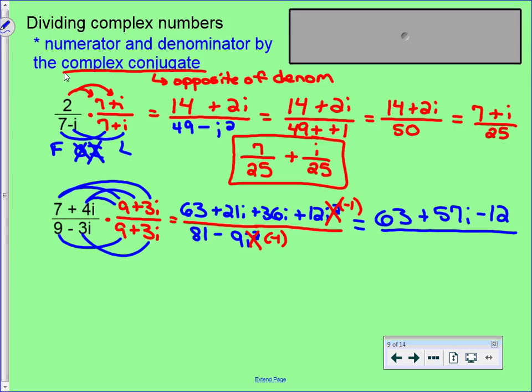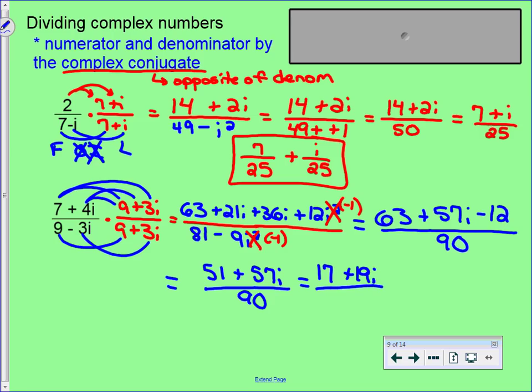And as I continue to go through, I have a positive 9, which yields a 90 in our denominator. So we have some things that we can simplify in our numerator now. 63 minus that 12 is going to give us a 51 plus 57i all over 90. Your goal is to see, is there any number that goes into each one of these terms? And we can take a 3 out of each one of these terms. So I have a 17 plus a 19i all over 30. If I write this as my final answer, I have a 17 over 30 plus my 19i over 30.